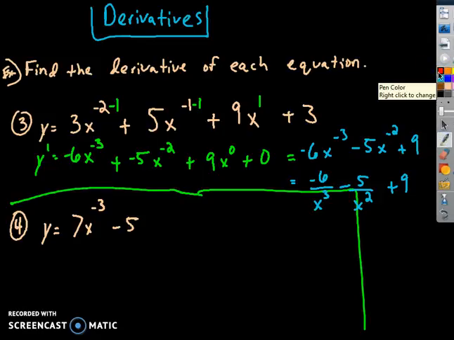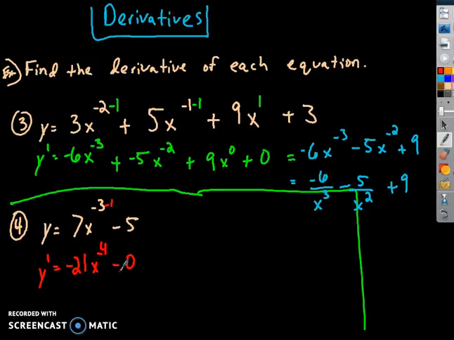If you try this one, you should take the derivative of the first term. So it's going to be y prime equals -21x to the -4 plus 0. Subtract 0. And that's what the answer is. All right, so that's how you take derivatives. That's how you find derivatives.